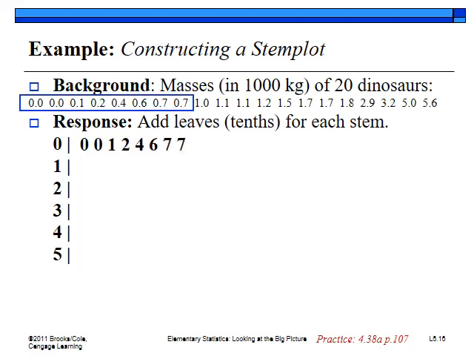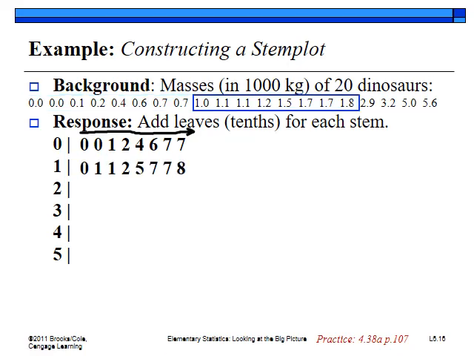Starting with the 0 stem, the second digits are 0, 0, 1, 2, 4, 6, 7, and 7. So we will list each of those horizontally next to the 0 leaf. The 0 stem.